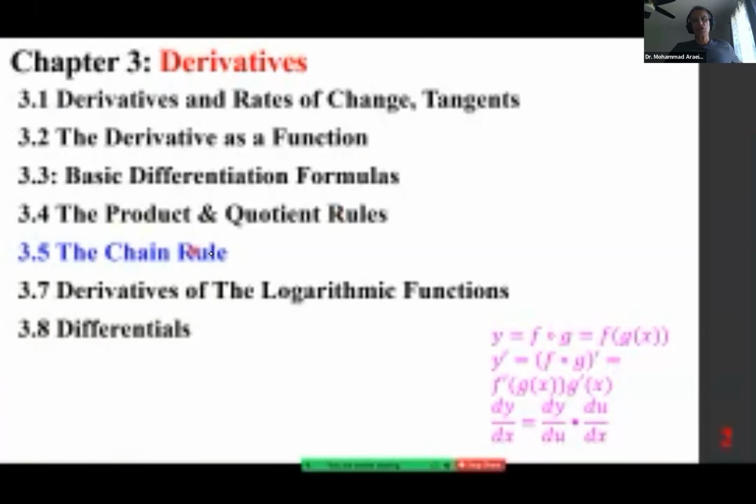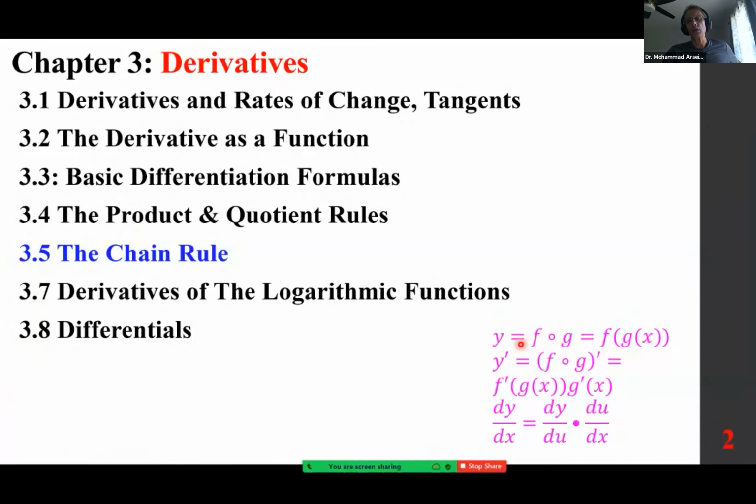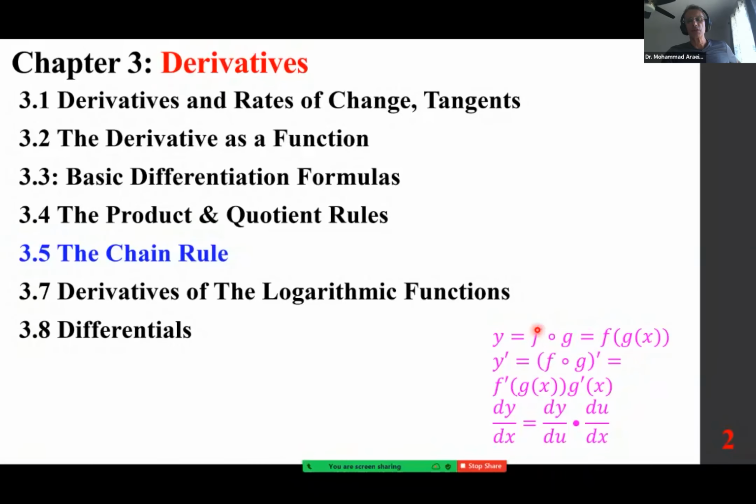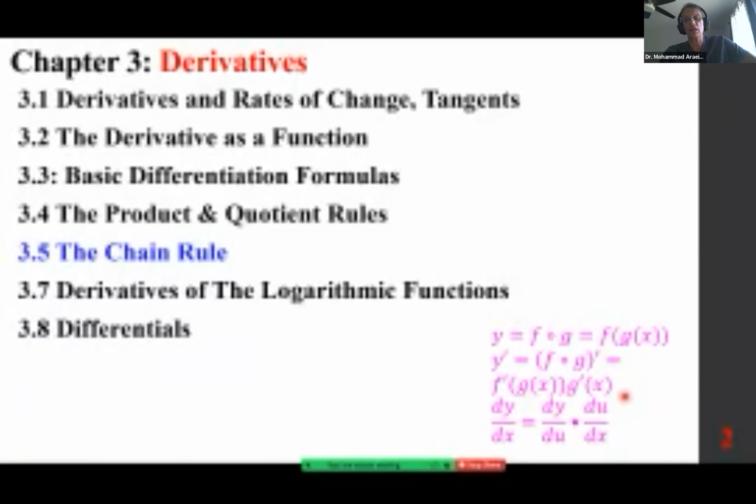We're going to go over the chain rule, the synopsis of that: when y is f of g of x, the composite function, and we want to differentiate that. F is the shell function, the outer function. G is the inner function. Then we differentiate the outer function over the inner function times g prime of x. And this is in Leibniz notation: dy/dx is dy/du times du/dx.